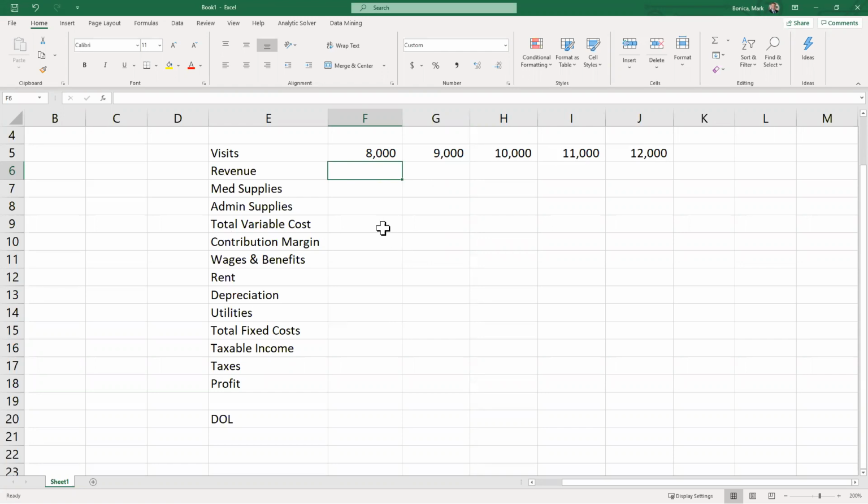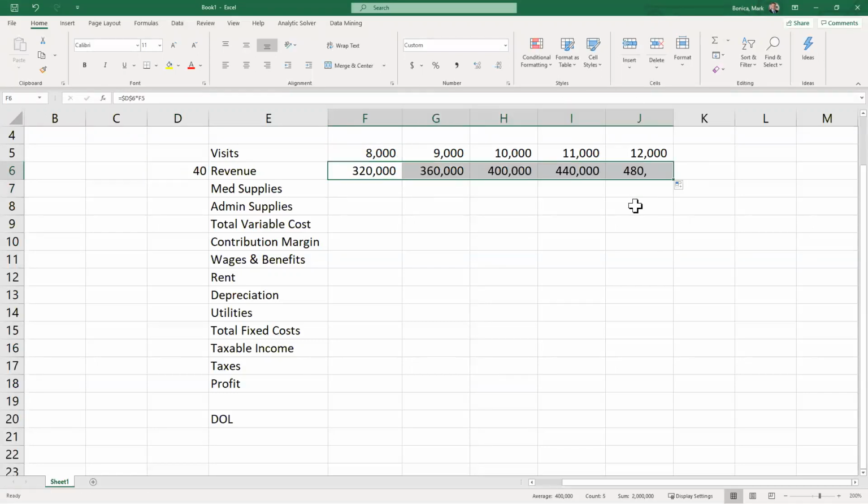So first, we have to start with estimating our revenue. If you remember from 5.5, we knew that we had 400,000 in revenue and we had 10,000 visits. So we estimated that revenues were going to be $40 per visit. So we're going to take our dollars per visit, which is 40, lock that reference, times the number of visits we're doing. In this case, that's 8,000. We get 320,000. So using the magic of Excel, I can just copy that formula across.